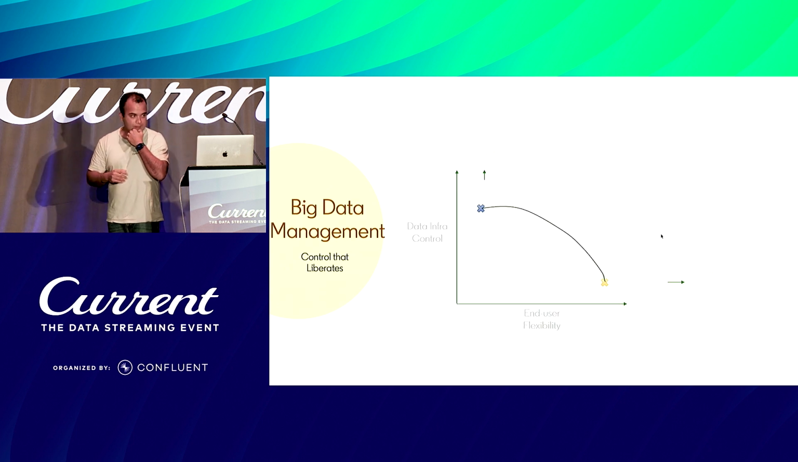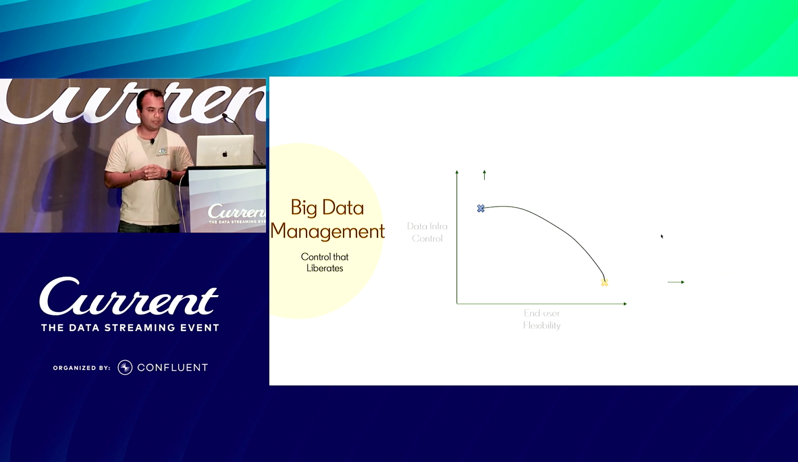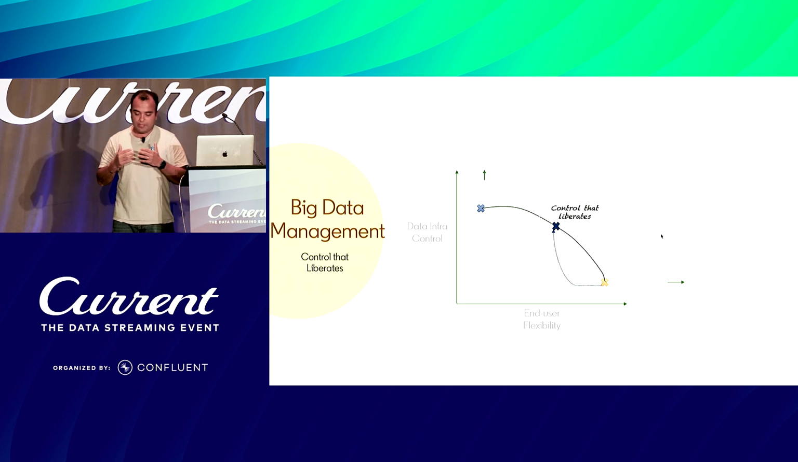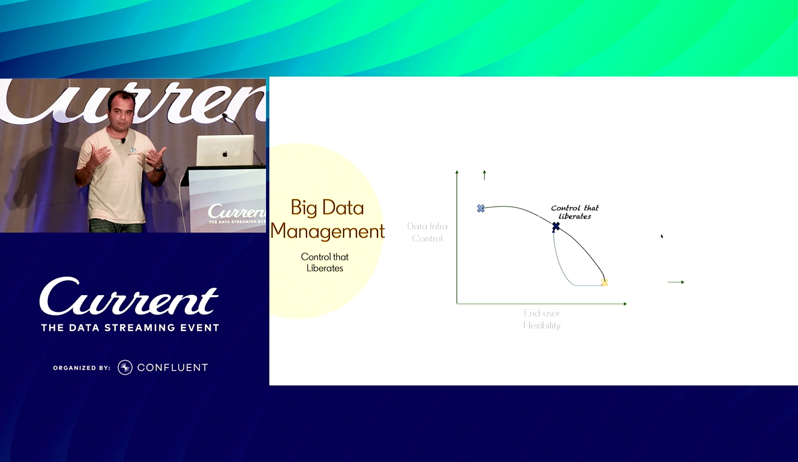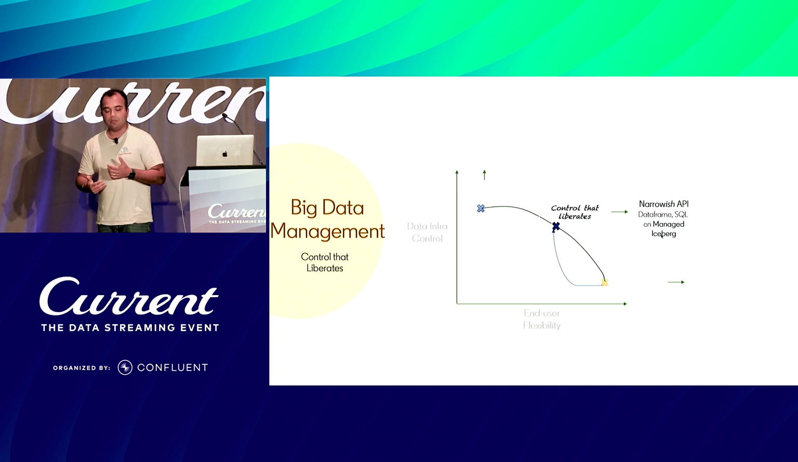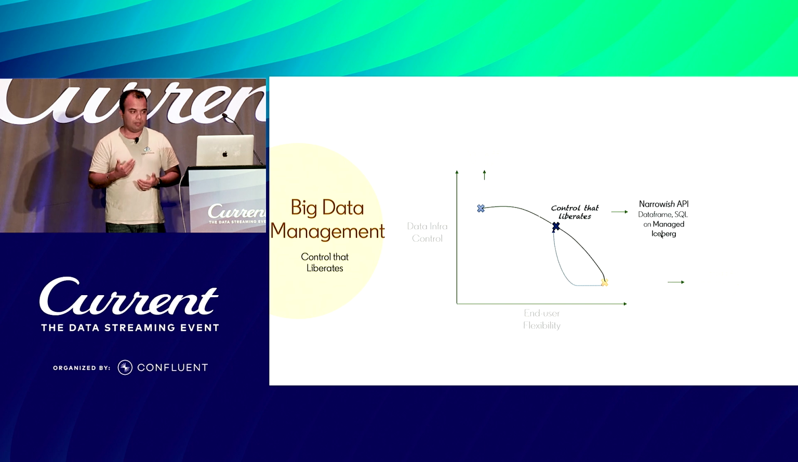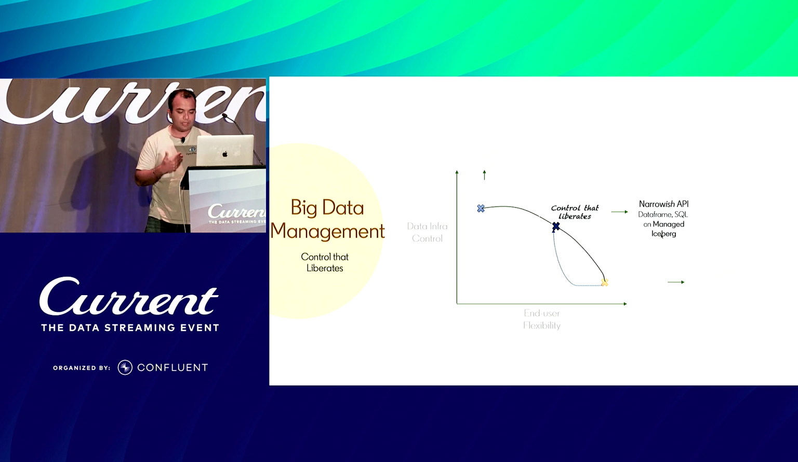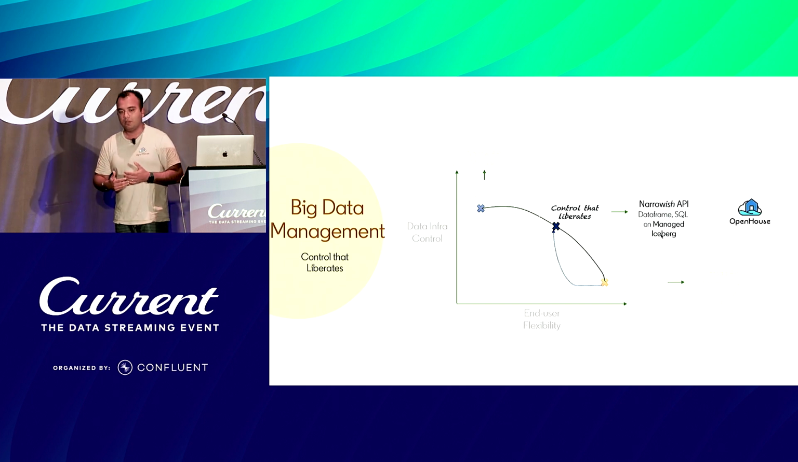So back to this control flexibility tussle. Once we have this managed lakehouse strategy with OpenHouse, we fall somewhere in the middle of the spectrum, where we expose a narrowish API to our end users on managed Iceberg tables within LinkedIn. Now, control that liberates is that paradoxical idea, where a well-implemented control mechanism can actually empower data infra teams to govern and optimize their data infrastructure better, and also end users don't have to worry about low-level infra concerns. OpenHouse essentially is a materialization of this paradox.